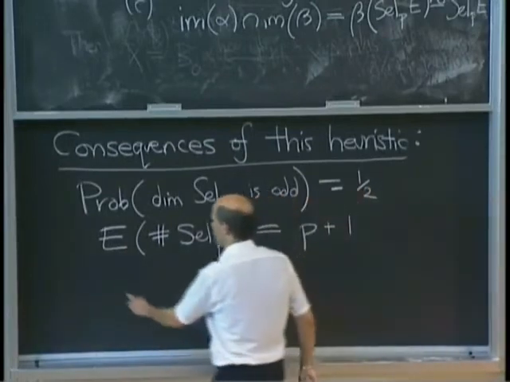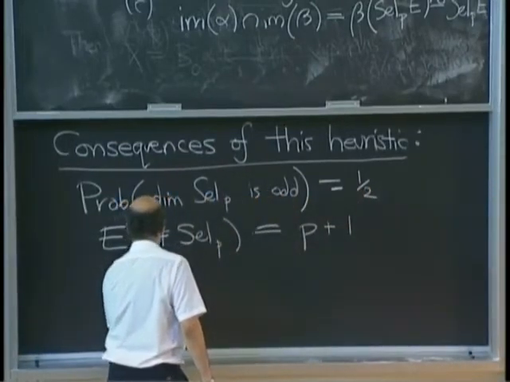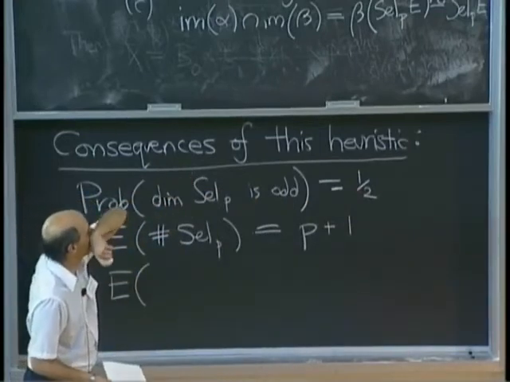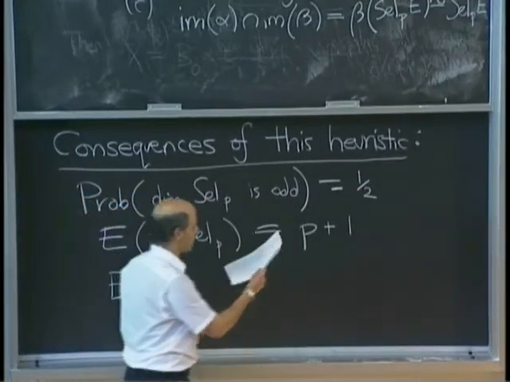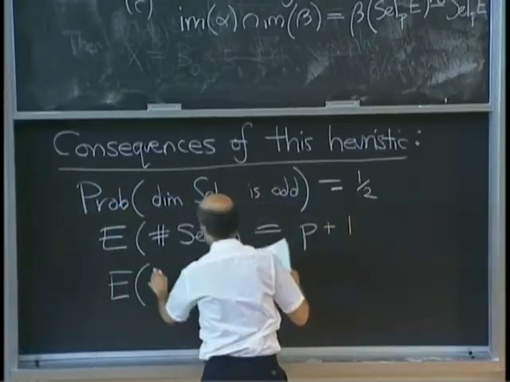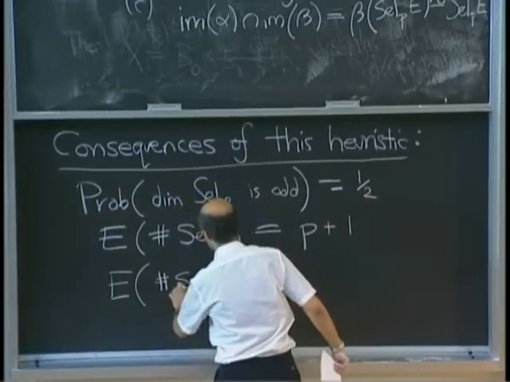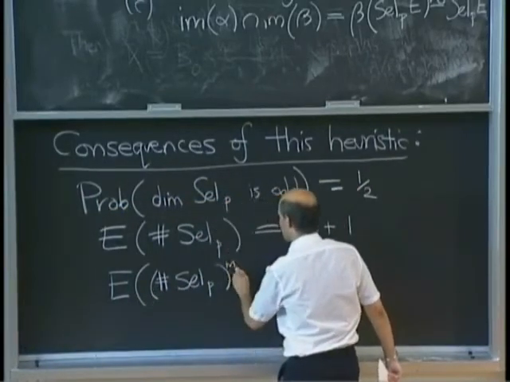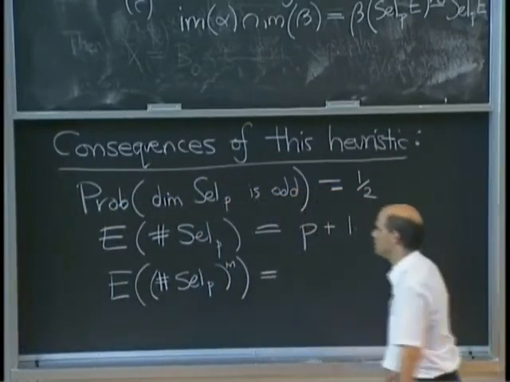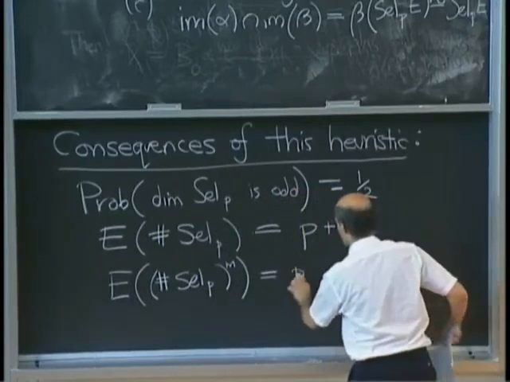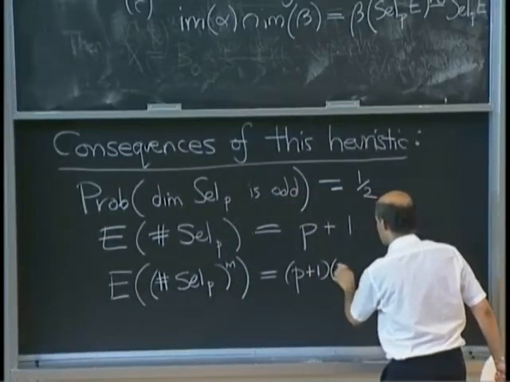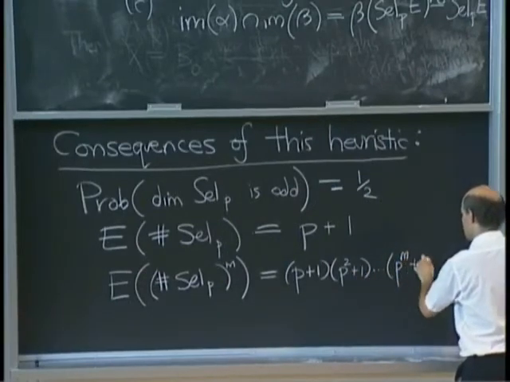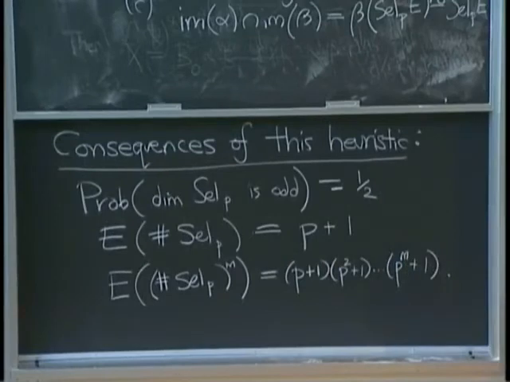And you can also work out from this some things that have not been proven in general, but that were proved by Heath Brown for the 2 torsion in that family of twists. You can compute the moments of the size of the Selmer group. In other words, compute the expected size of the Selmer group to the nth power. And this turns out to be (p + 1)(p^2 + 1) ... (p^m + 1).